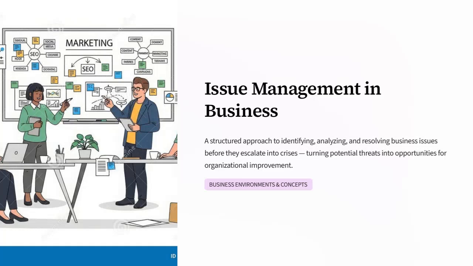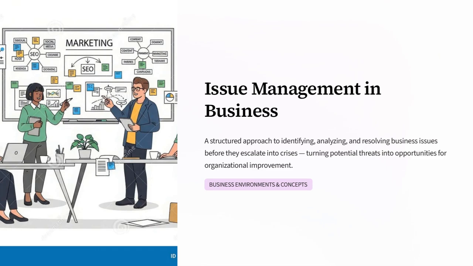Welcome to Issue Management in Business, a structured approach to identifying, analyzing, and resolving business issues before they become crises. The goal is not simply to react when something goes wrong, but to recognize potential threats early and address them thoughtfully. Effective issue management turns challenges into opportunities for organizational improvement. Throughout this presentation, we'll examine how businesses can create greater awareness, respond more deliberately, and strengthen their ability to navigate changing environments and concepts.